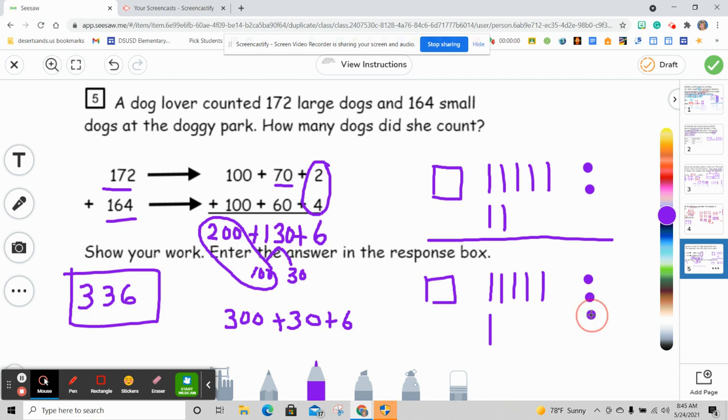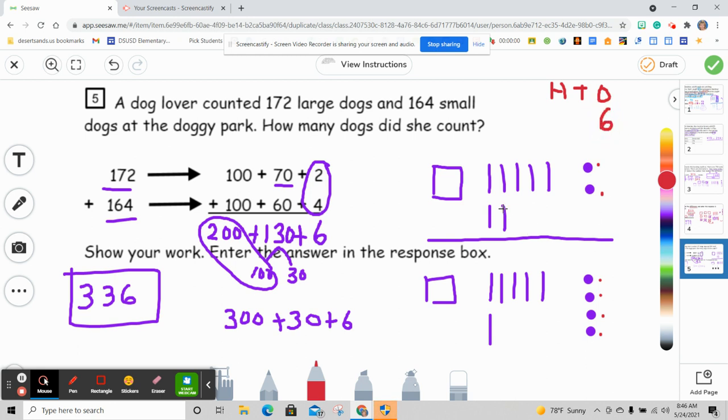1, 2, 3, 4. Now, when we add, we're going to add the ones place first. And let's look. Can we make a 10? No. So we have 1, 2, 3, 4, 5, 6. On HTO, I'm going to write HTO on this side. I have 6 ones on the ones place.